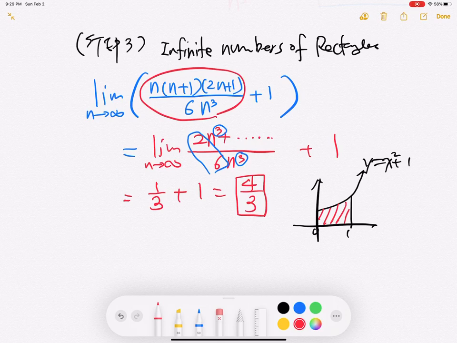In the next video, I'm going to explain MRAM, which means we're going to use the midpoint instead of a left endpoint or right endpoint. MRAM is going to be the next video.